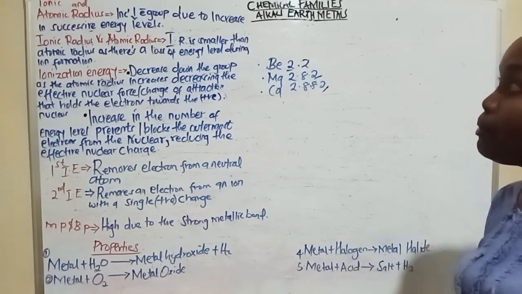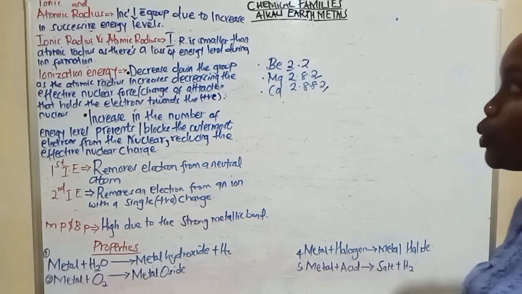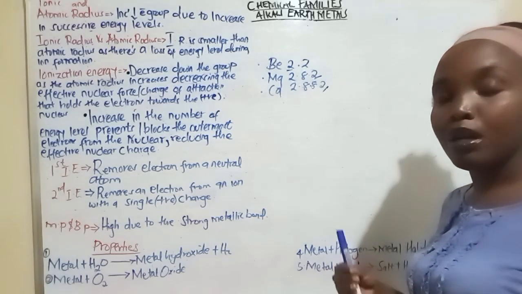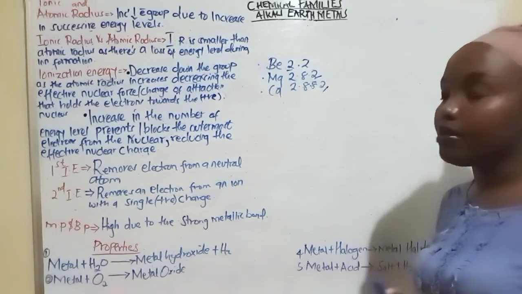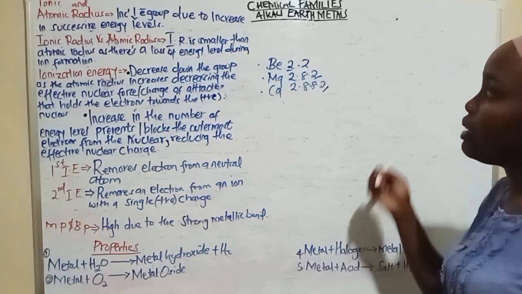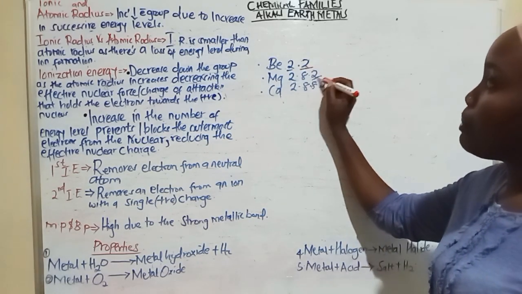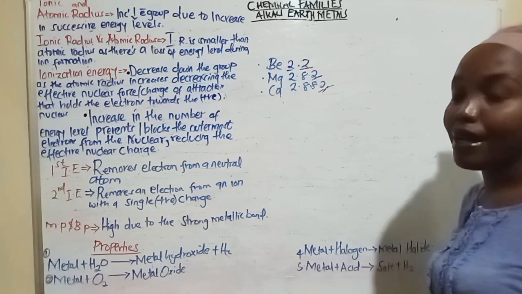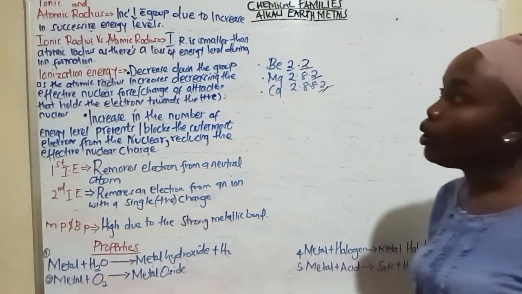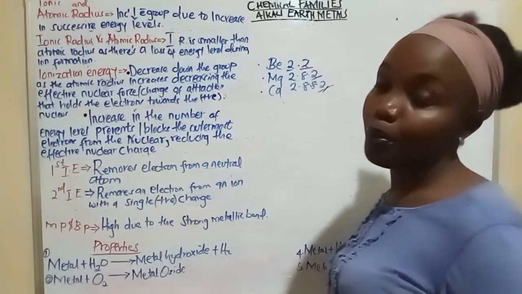These are elements that belong to group 2. How do you identify them? You check the number of electrons in the outermost energy level. Now in this case, you can see beryllium has 2 electrons in its outermost energy level. Magnesium also has 2, and calcium has 2 electrons in its outermost energy level. So let us look at the ionic and atomic radius.